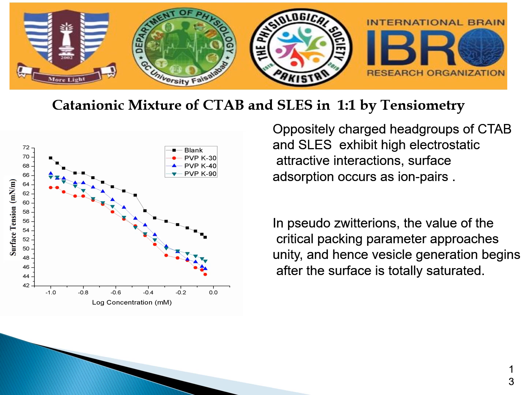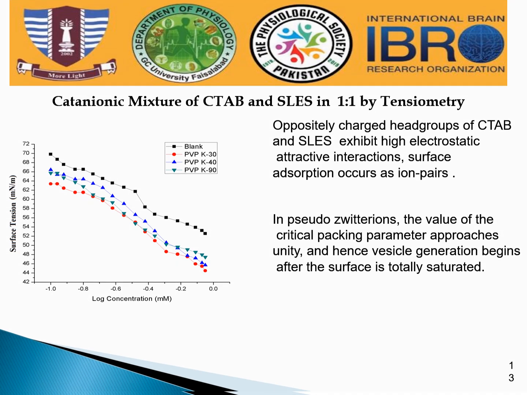In the pseudo-zwitterion, the value of the critical packing parameter approaches unity, and hence vesicle generation begins after the surface is totally saturated. In this case, vesicles are predominantly formed.